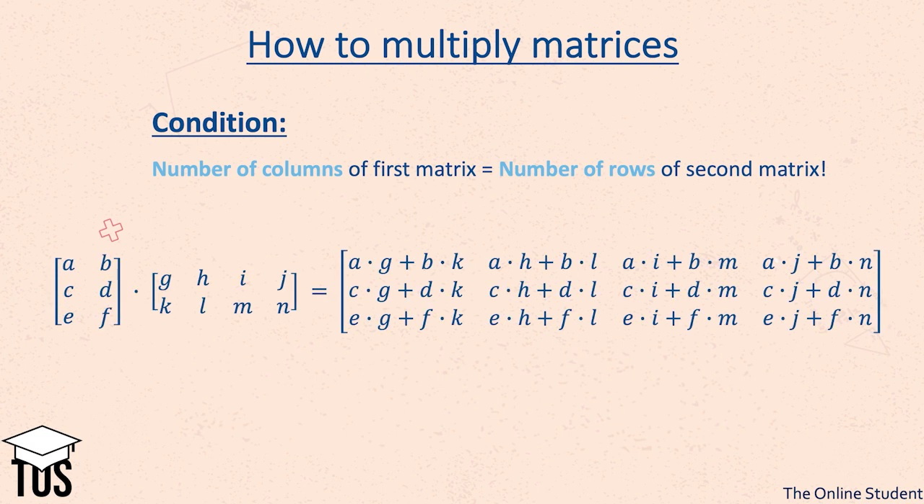So in this case, for example, this seems like a lot, but let's just take a look at the dimensions. The first matrix has 3 rows and 2 columns, so the number of columns of the first matrix is 2. And the second matrix has 2 rows and 4 columns, so the number of rows of the second matrix is also 2. So we can multiply these two matrices. The resulting matrix will be a 3 by 4 matrix.